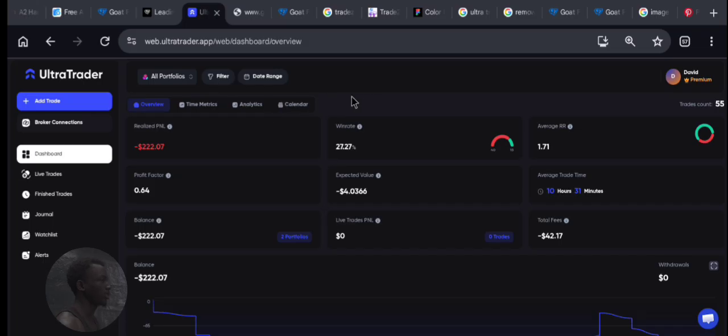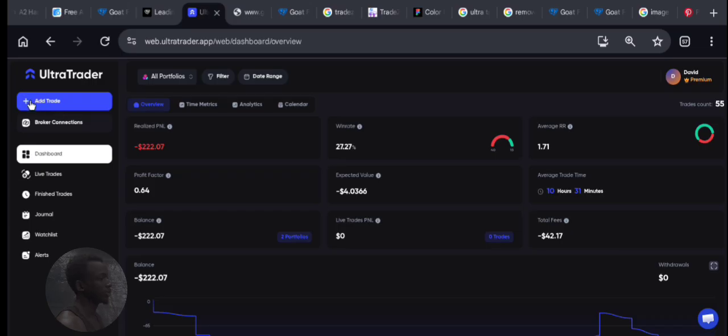So this trading journal is for all traders, beginners, intermediate, advanced traders. It's one of the best trading journals in the trading space now. So today I'll be taking you through how to use the Ultra Trader trading journal. As you can see, you can start from this menu bar.